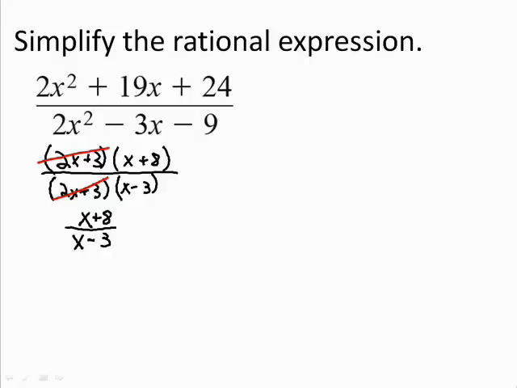This expression has to have the same domain as the original expression. You took a 2x plus 3 out of the denominator. When 2x plus 3 is equal to 0, the denominator is equal to 0 and the expression is undefined. Solve 2x plus 3 for x. Subtract 3 from each side. 2x equals negative 3. Divide each side by 2. x equals negative 3 halves. So this expression is undefined at x equals negative 3 halves.